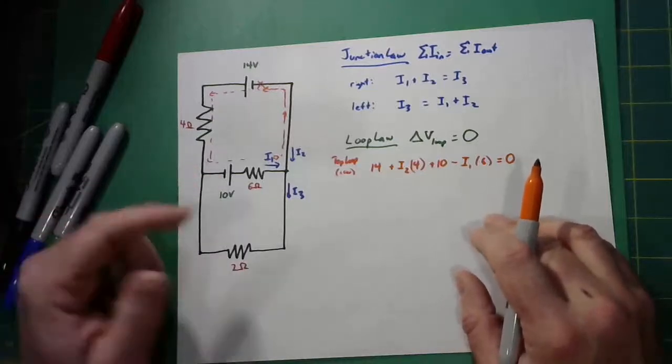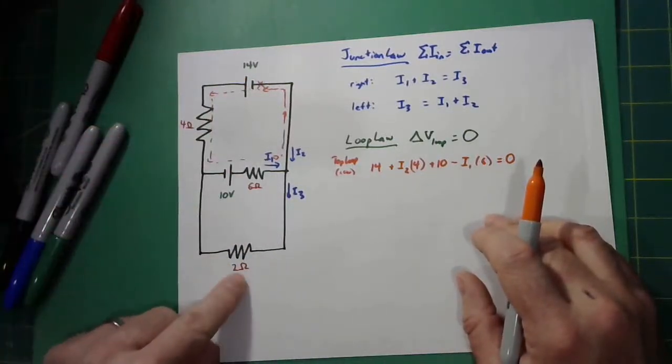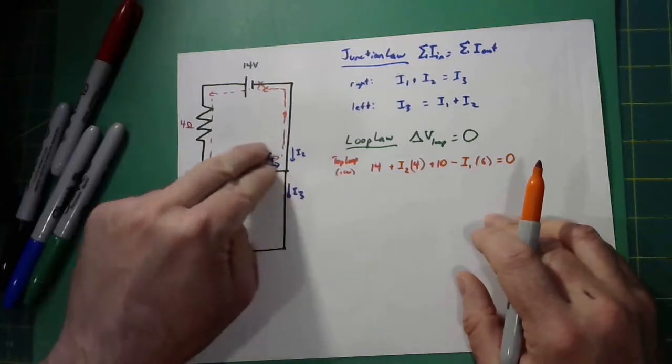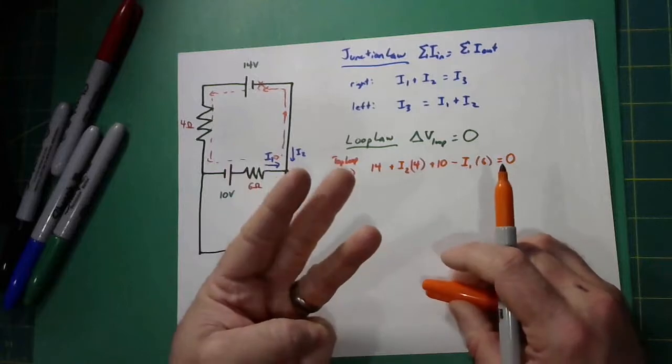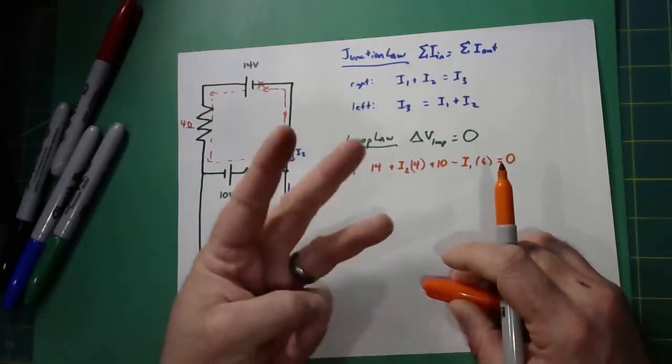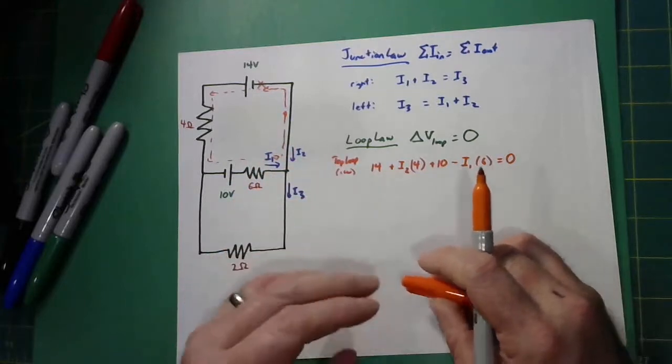How many unknowns do we have here? Well, in this problem, they gave us all the voltages of the batteries, and they gave us all the resistances of the resistors, but they didn't give us any of the 3 currents. So we've got 3 unknowns. And something you know is if you've got 3 unknowns, you need 3 independent equations to solve for those 3 unknowns, typically, right? That's the way it works.